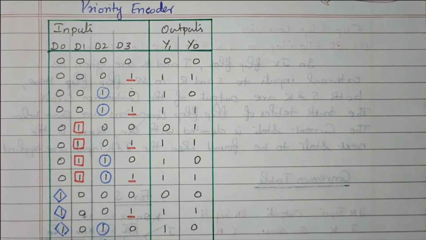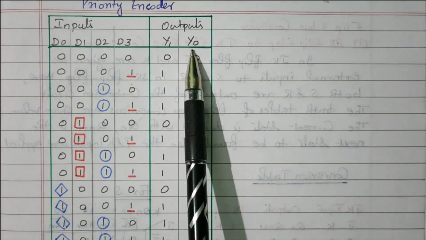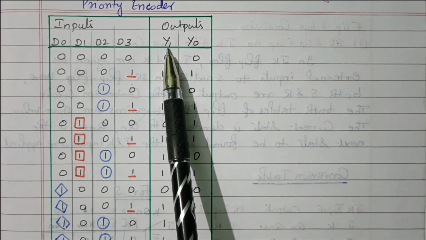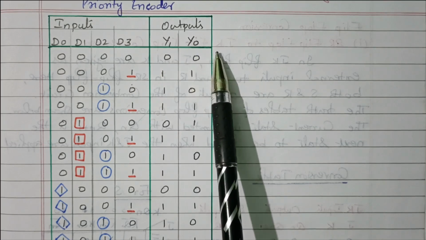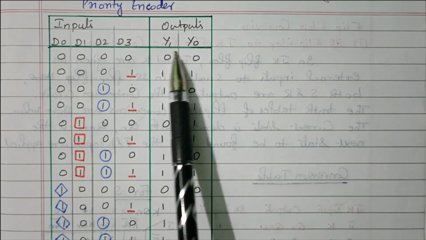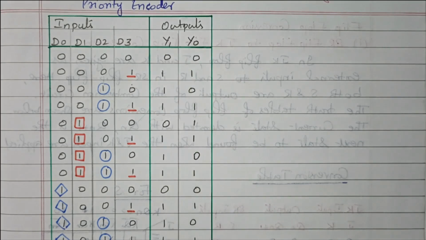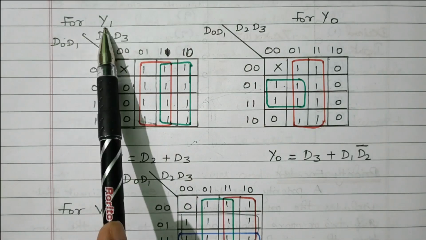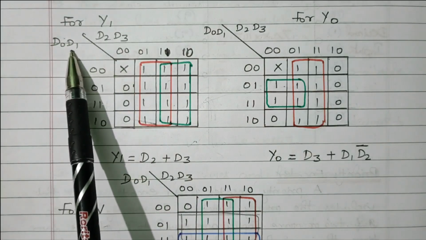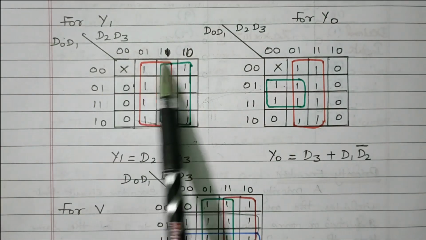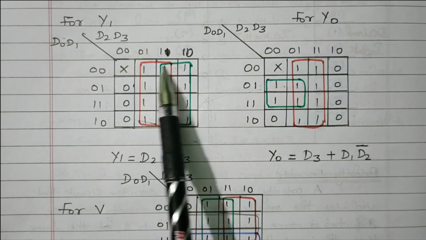Now we need to go for the logical expression for y1 and y0. By using K-map, we need to find the logical expression for y1 and y0, also the valid indicator V. For these three outputs, we need to find the logical expression using the K-map. Now we'll go to the K-map. So based on the truth table, first we will find the K-map for y1. Here the inputs D0, D1, D2, D3, so a 4 variable K-map. These inputs are framed. From the table it is marked.